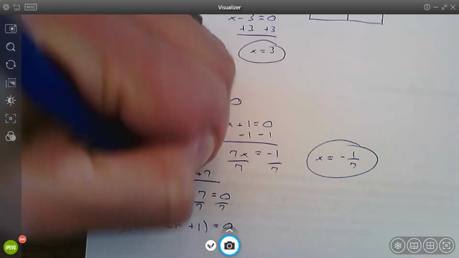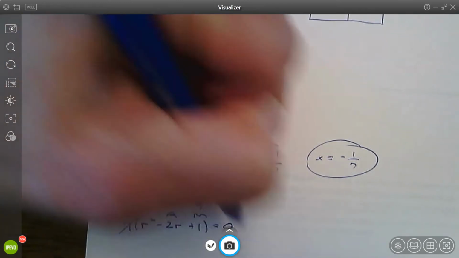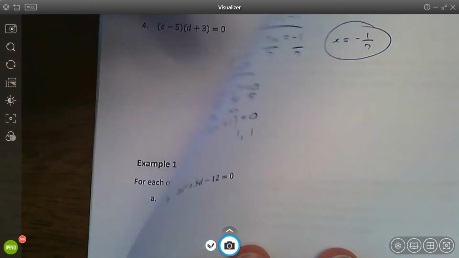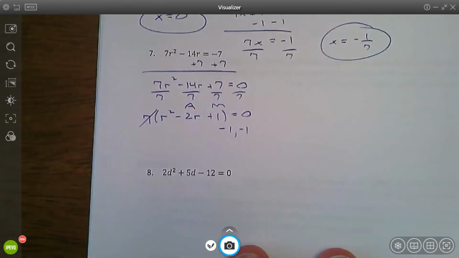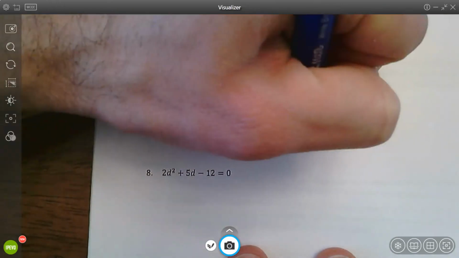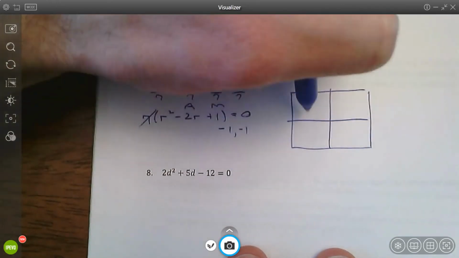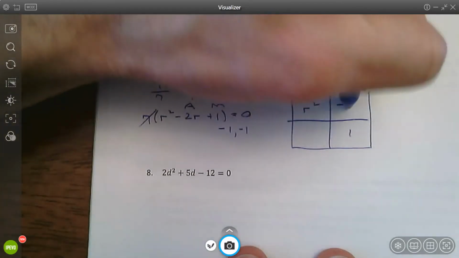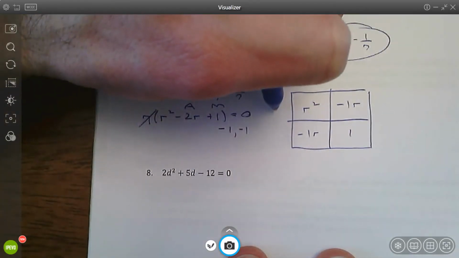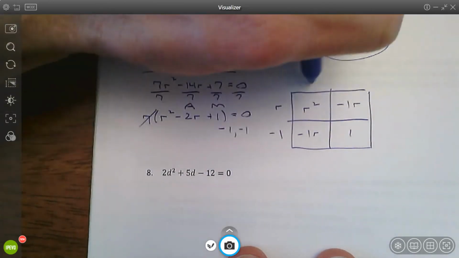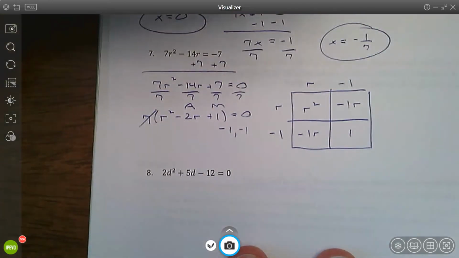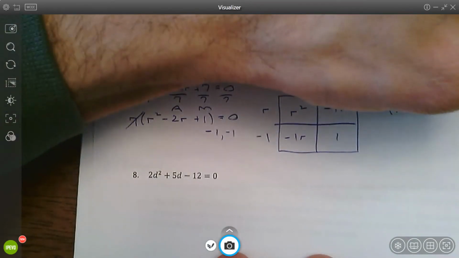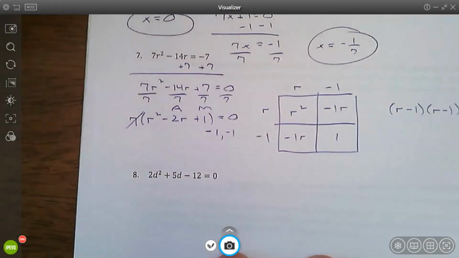So now I need numbers that add up to negative 2, that multiply to 1. We're talking 1 and 1. And because they add up to negative 2, both are negative. So now I have r squared plus 1 minus 1r minus 1r. And I'm just working on greatest common factors here. So this becomes r minus 1 times r minus 1 equals 0.